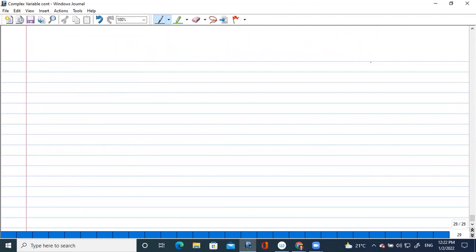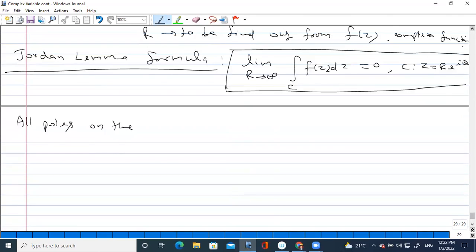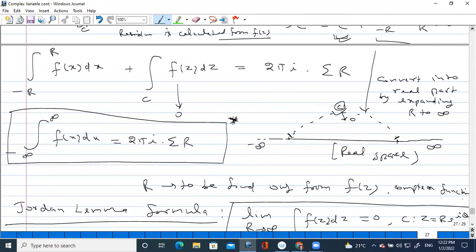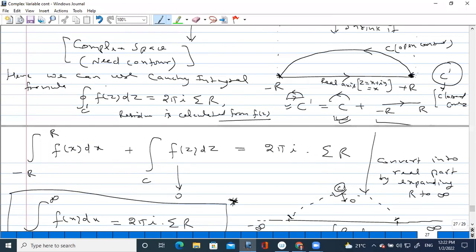Okay, so now we will understand it more with the numerical also, but some more basics you have to learn. All poles on the axis, and or you can say, because see here, this f(z) is defined only for the contour now. This f(z) is defined for this contour.